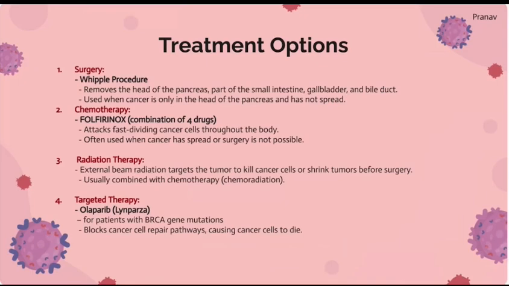Next, we have radiation therapy, where a beam targets cancer cells to kill them or shrink the tumors, and this is done before surgery. It is also combined with chemotherapy, so if you're doing chemotherapy, you might have to go through radiation therapy as well. And number 4 is targeted therapy. This is for patients with BRCA gene mutations. It blocks cancer cell repair pathways, and this causes the cancer cell to die.